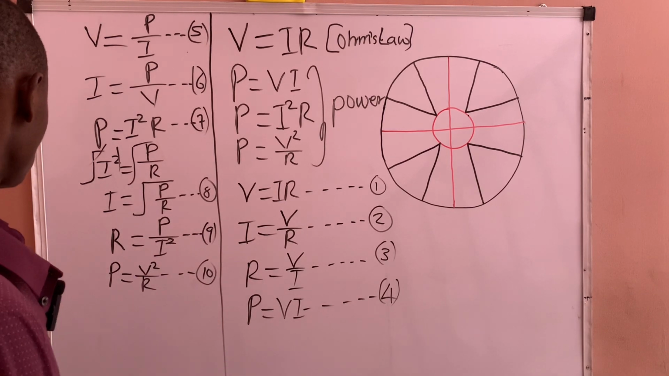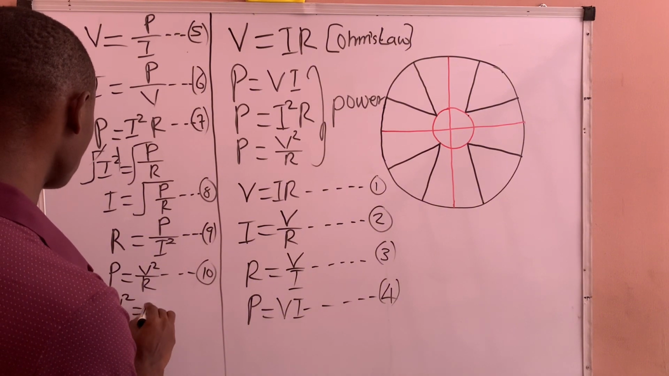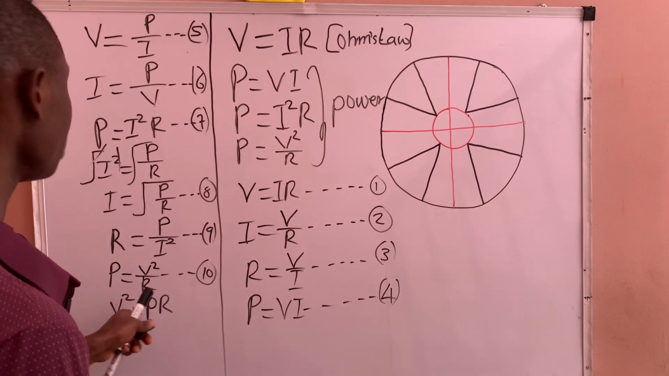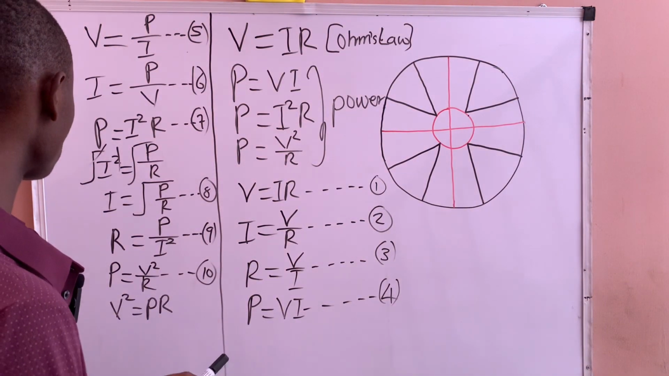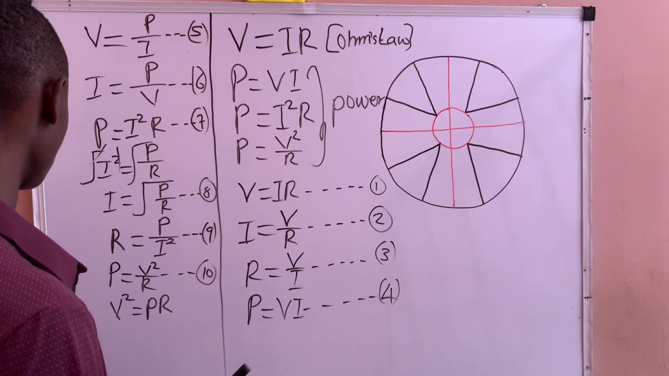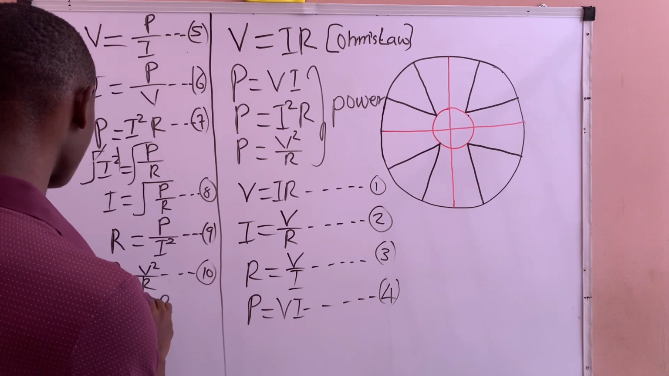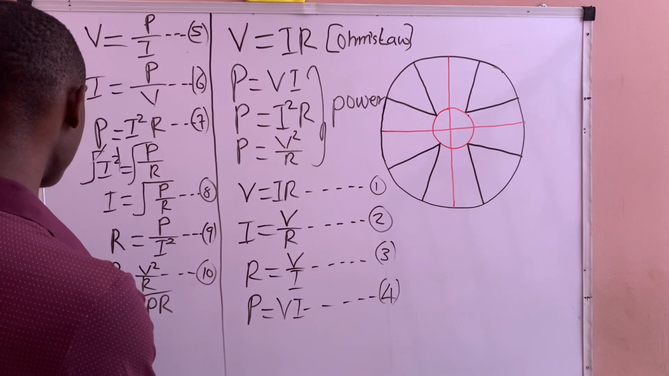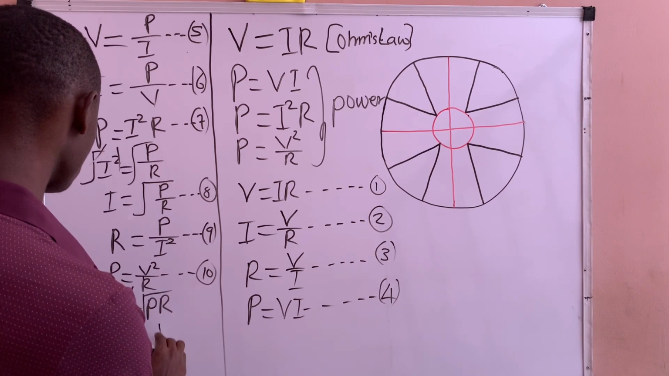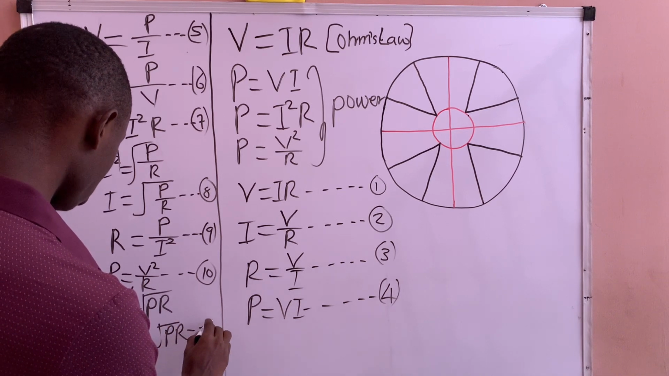So by making V the subject, we will have that V squared will be equal to P R by cross multiply. But we want to make V the subject of the formula, not V squared. So we will take the square root of both sides. By taking the square root of both sides, this square will take away this square. We will have that V will be equal to the square root of P R. Call this equation 11.